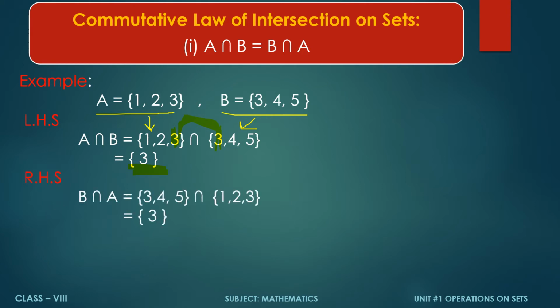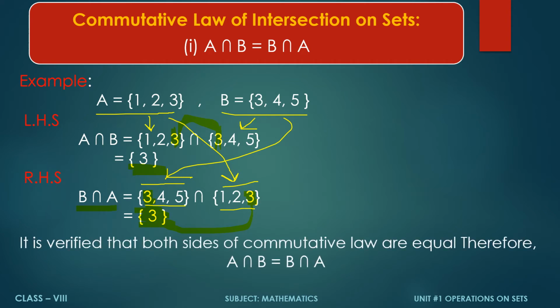Now take the right hand side, B intersection A. First we write the elements of set B, that are 3, 4 and 5, then the sign of intersection, then set A having elements 1, 2 and 3. Again observe, it has only one element in common, that is 3. So this is the resultant set of the right hand side. Observe, students, the resultant set of the left hand side is 3 and the resultant set of the right hand side is also 3. So both are equal to each other. It is verified.